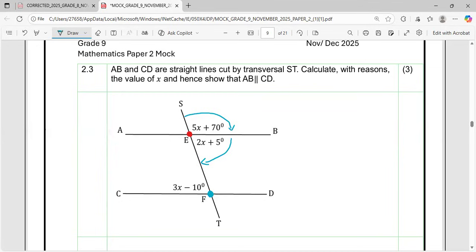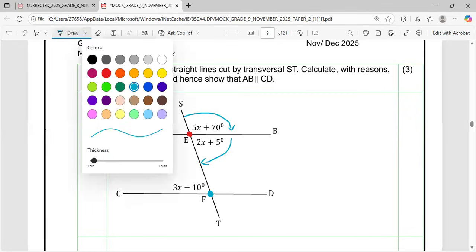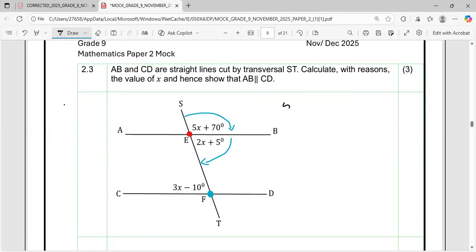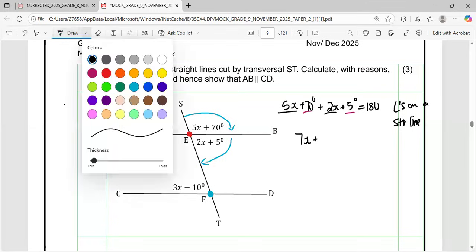Around that point, when we add both of those rotations, they should give us 180 because it's a straight line. Then we say 5x plus 70 degrees plus 2x plus 5 degrees should give us 180. And then our reason is angles on a straight line. And then we have like terms, which is that one and that one. So we're going to have 7x plus another like terms, which is 70 and 5. So we're going to have 75.